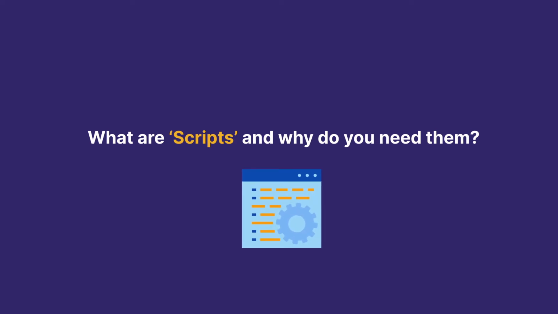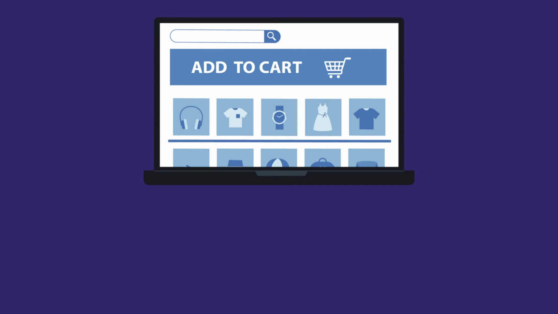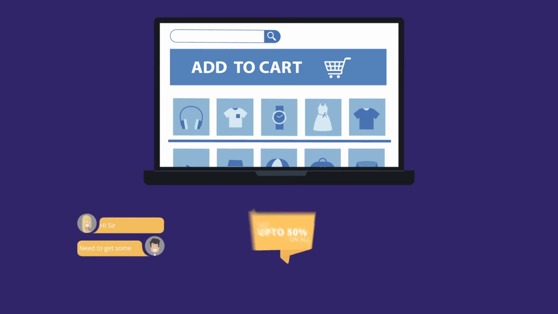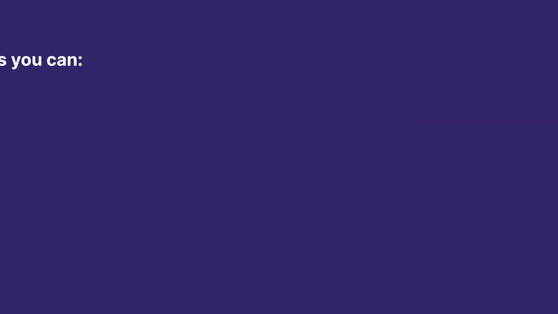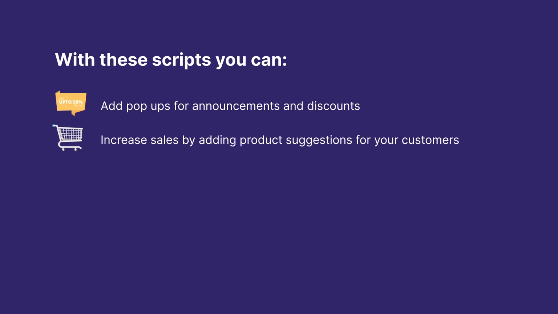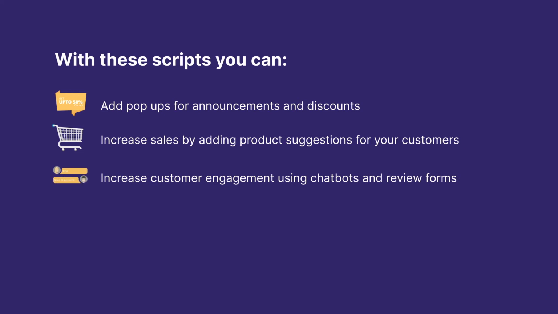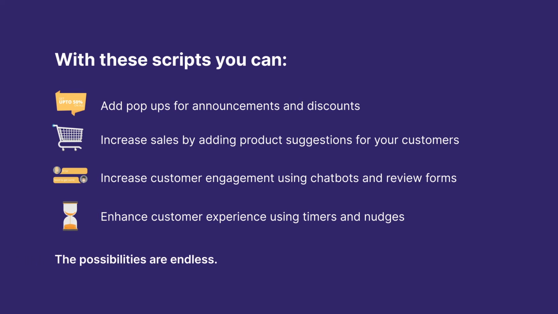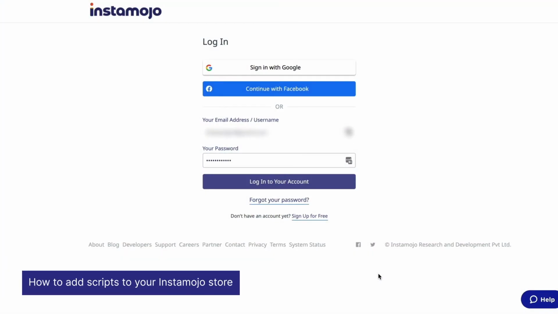Scripts are a small snippet of code that you can add to your store to customize its web pages. These snippets can be used to add many third-party elements to your store like chatbots, pop-ups, forms, and a lot more. With these scripts, you can add pop-ups for announcements and discounts, increase sales by adding product suggestions for your customers, increase customer engagement using chatbots and review forms, enhance customer experience using timers and nudges. The possibilities are endless. Now that we have a better understanding on what scripts are, let's understand how you can add them to your store.